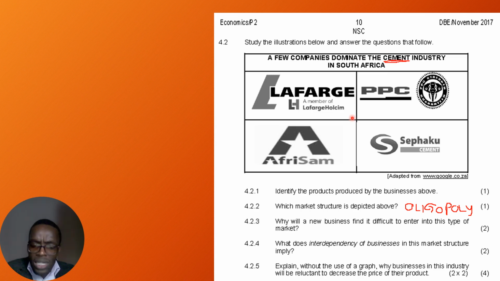Okay, so those are some of the challenges. And then you would also need to understand that the other challenge is that these businesses are going to find it even more difficult to come into the industry, because it requires huge capital. There are huge capital requirements that are needed for you to be able to start producing cement. Okay, so all these are the reasons why small businesses might find it difficult to survive in that particular market. Right, so any one of those answers was going to be accepted as correct.